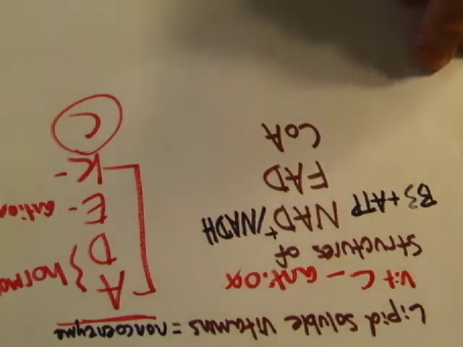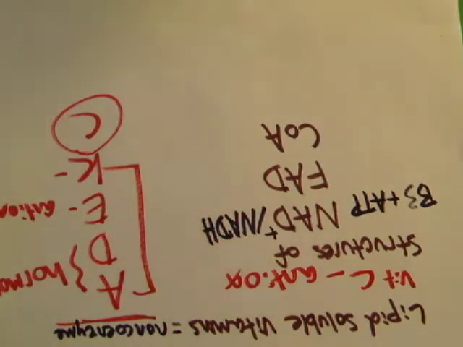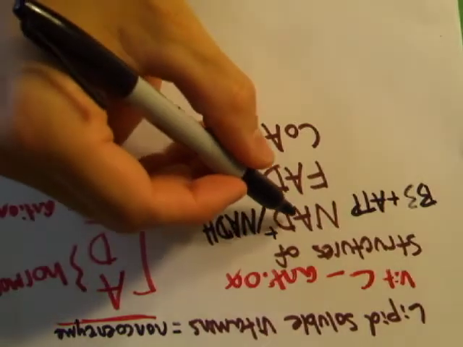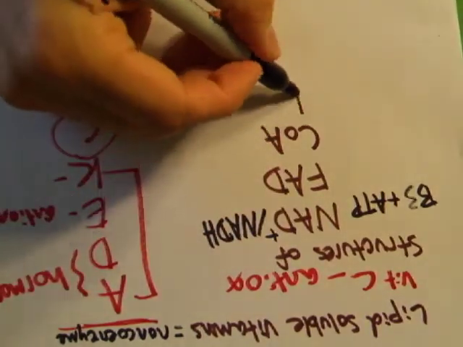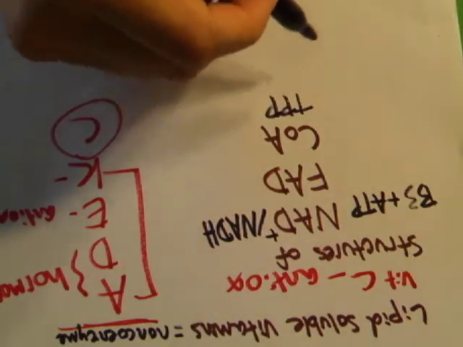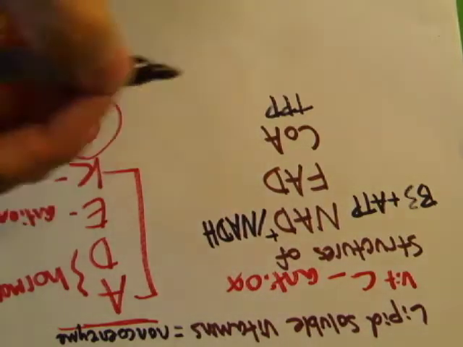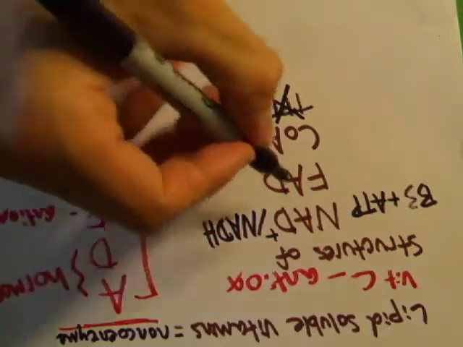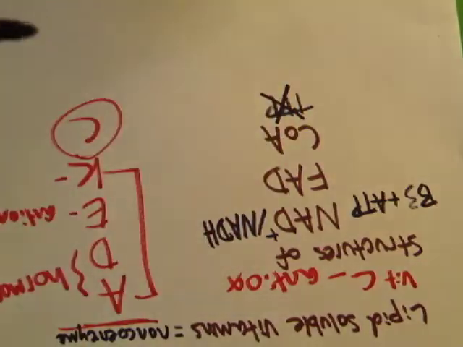ATP is in the structure, but a question is usually going to be which one of these does not have ATP as part of the structure, and it'll list these three plus another one, like maybe TPP, which is vitamin B1 plus something else. So that one doesn't have ATP in it. These are the three that you have to know that have ATP in it.